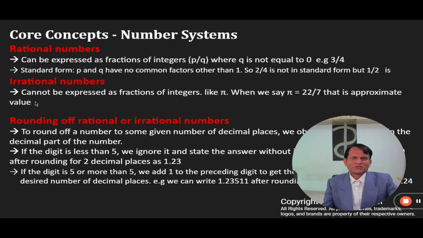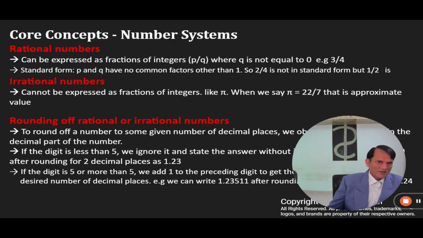Irrational numbers. It cannot be expressed as a fraction of integers, like pi. When we say pi equal to 22 by 7, that is an approximate value, not the exact value.